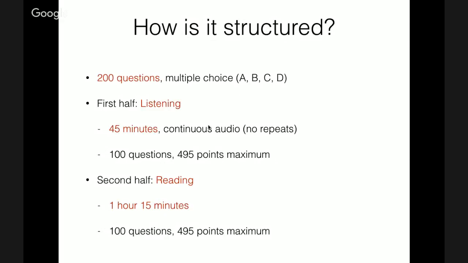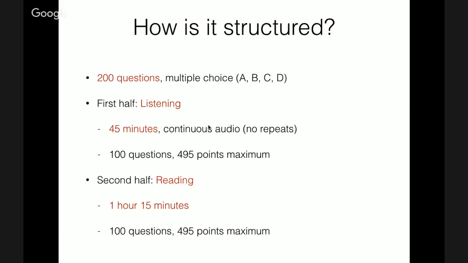You have two halves of the TOEIC. The first half is a listening part. So that's 45 minutes. You'll hear a continuous audio, a CD. It doesn't stop, and there's no repeats. And there's 100 questions for that part. You can have a maximum of 495 points. So it's approximately 5 points per question, but there's a little margin of error. You can make 2 or 3 mistakes and still have maximum points.